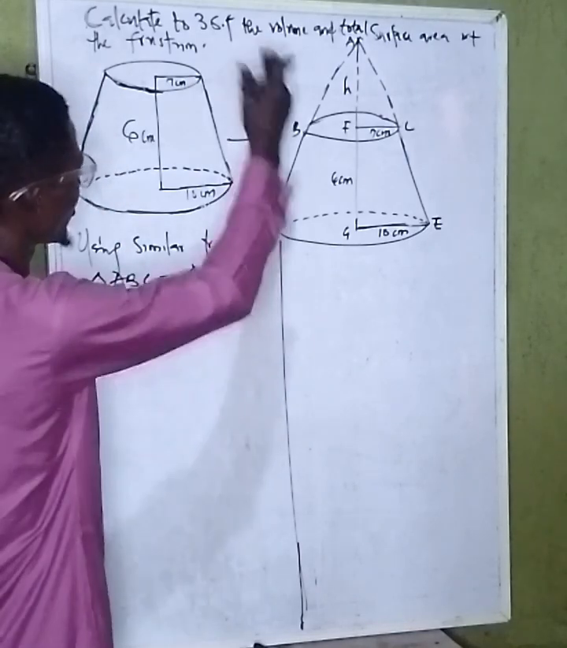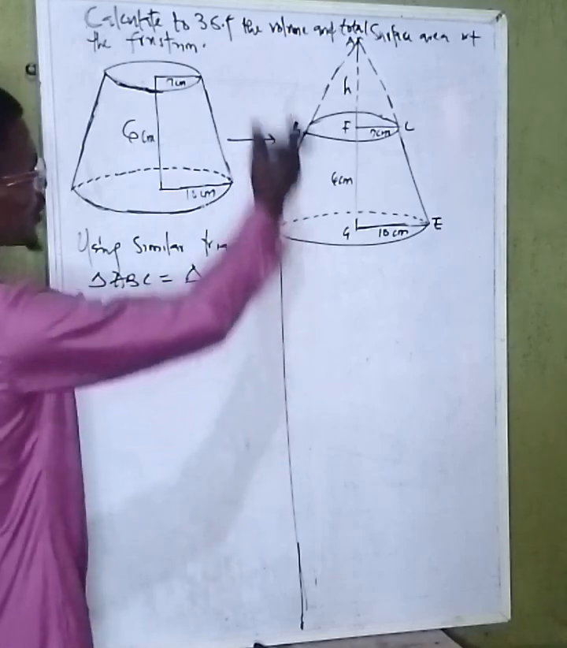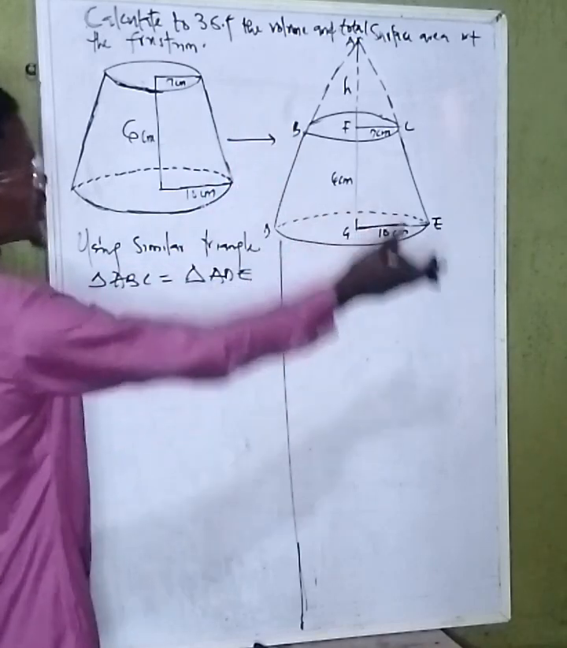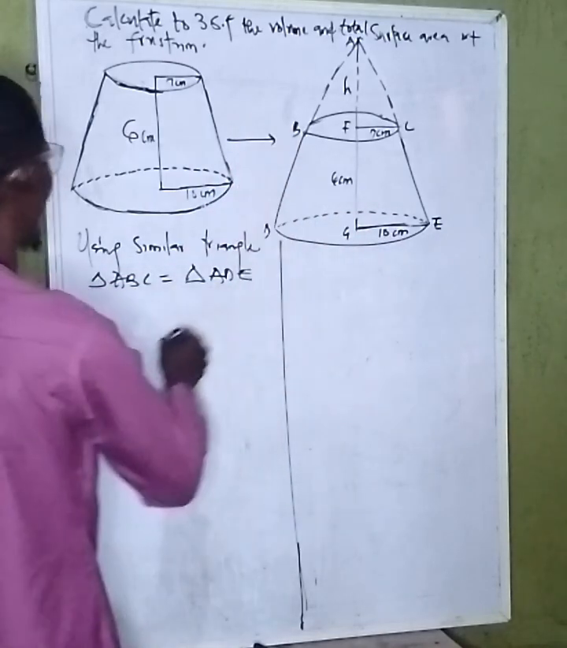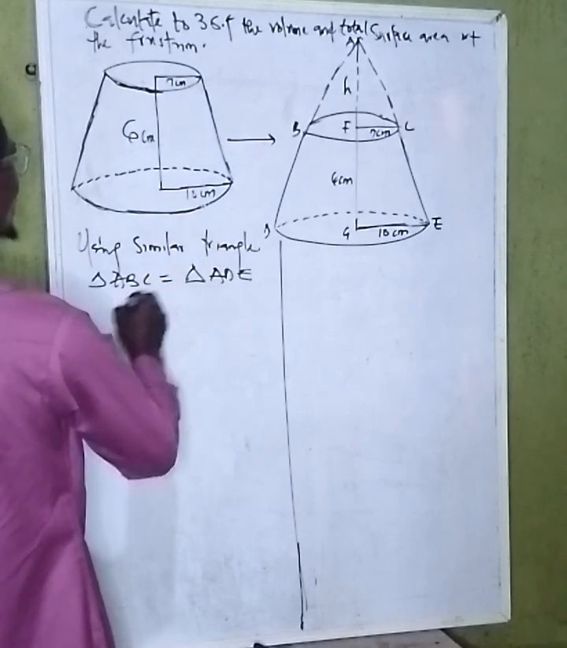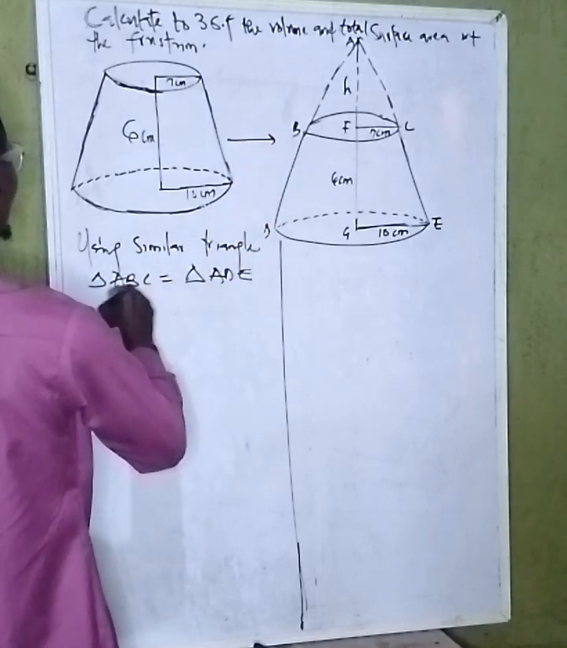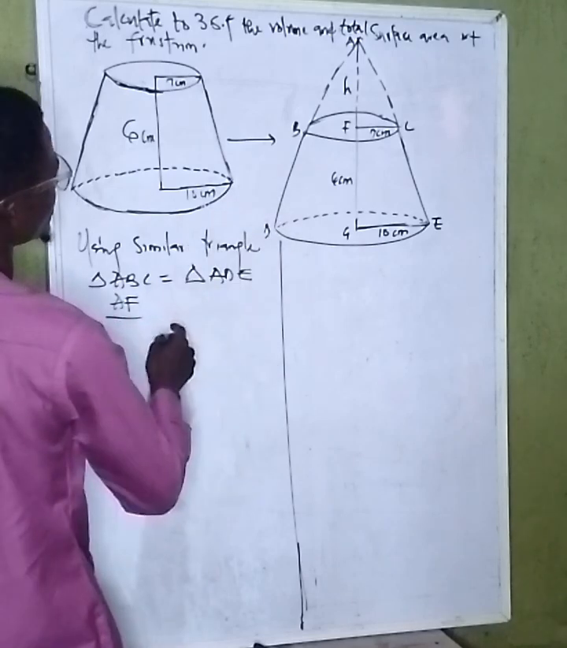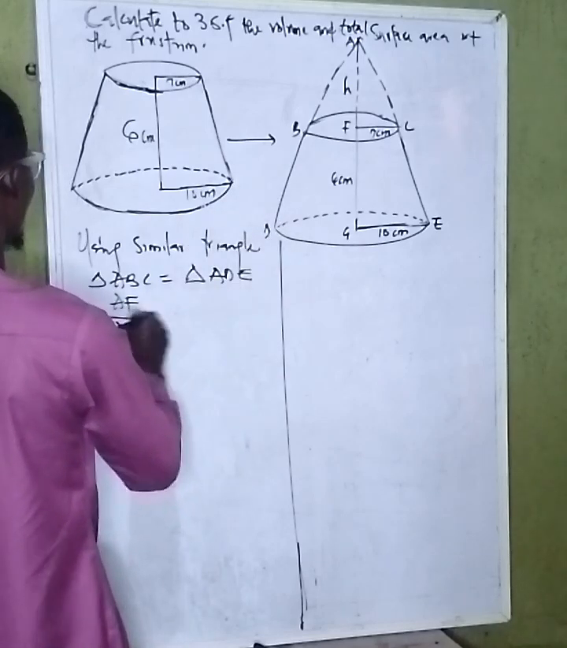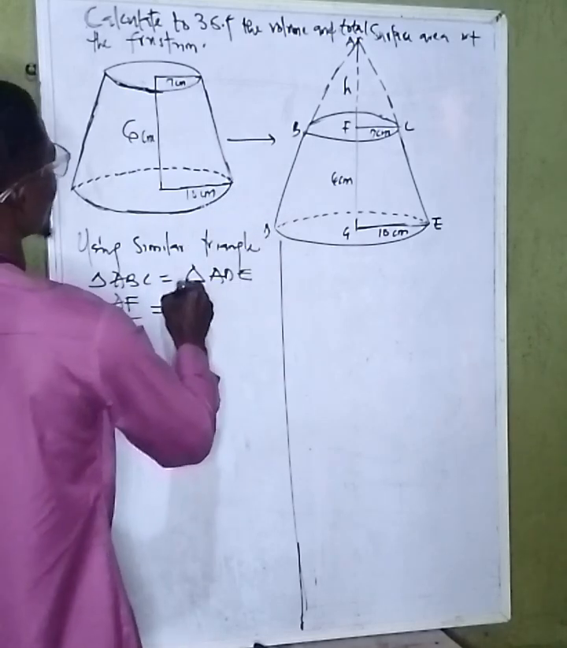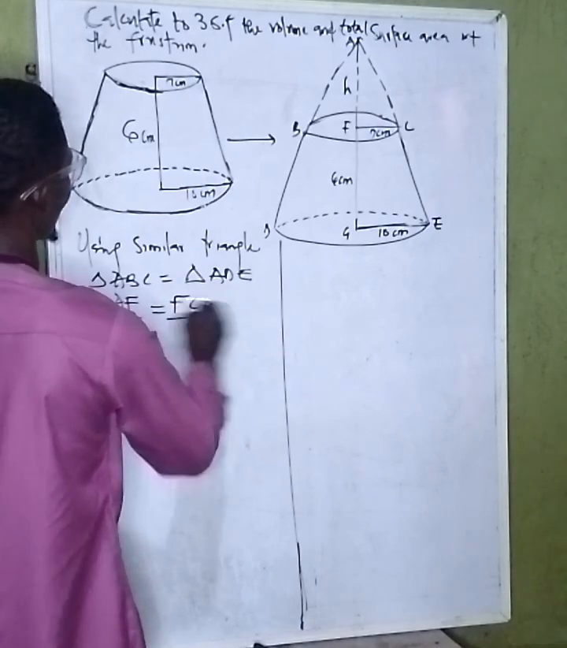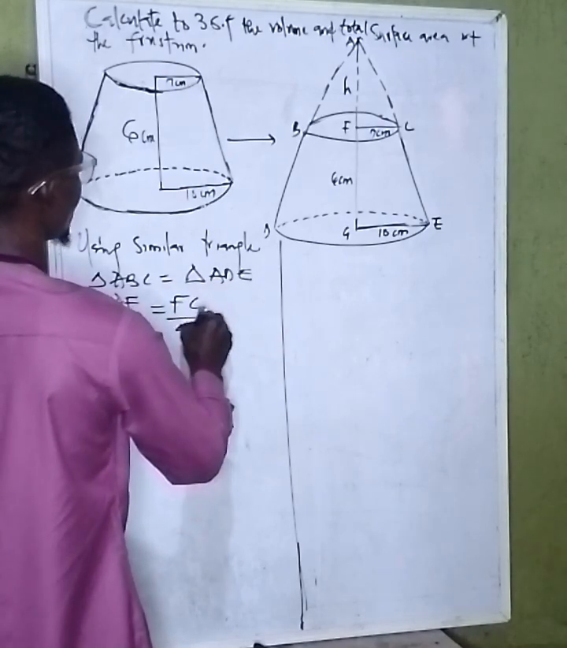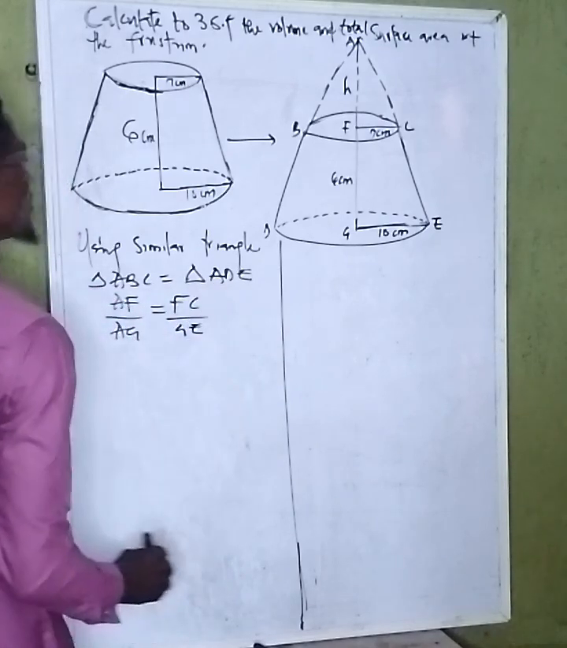Alright, now let's try and compare the ratio of the height of the triangles to the radius. Meaning that our H, which is our AF, over AG equals FC over GE. Let's do it that way.